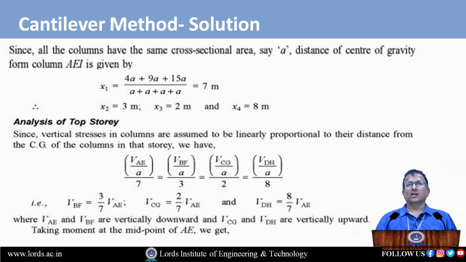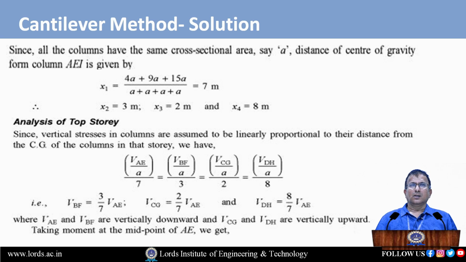So here A will be cancelled out. The terms which remain are VAE by 7 equals VBF by 3 equals VCG by 2 equals VDH by 8. From this equation, what we can write is VBF equals 3 by 7 times VAE, VCG equals 2 by 7 times VAE, and the force in the column DH, VDH, equals 8 by 7 times VAE.